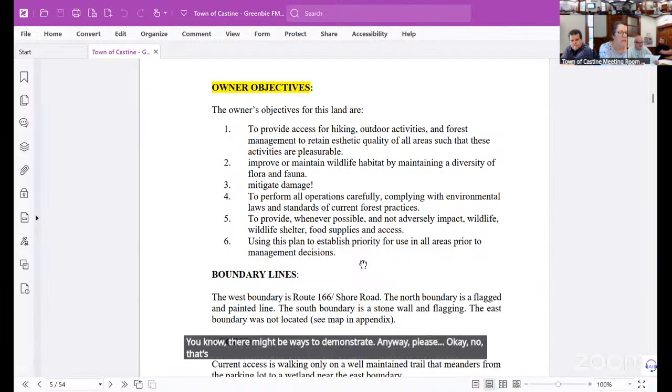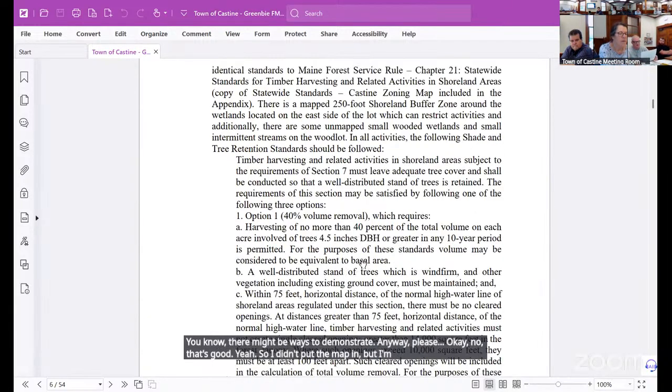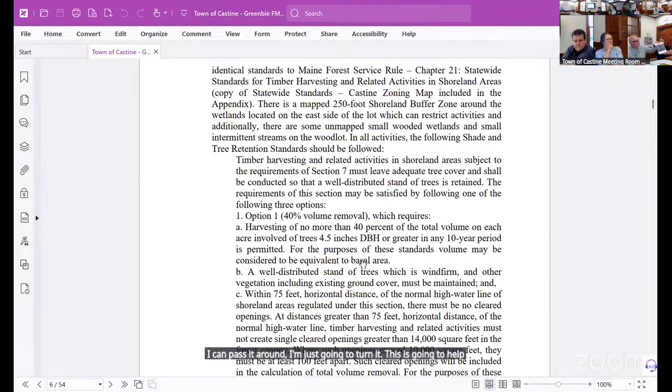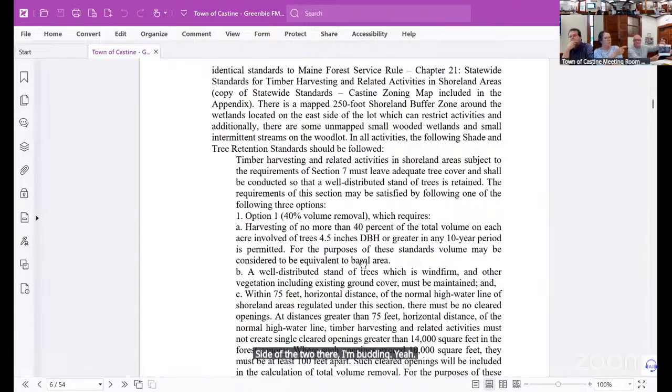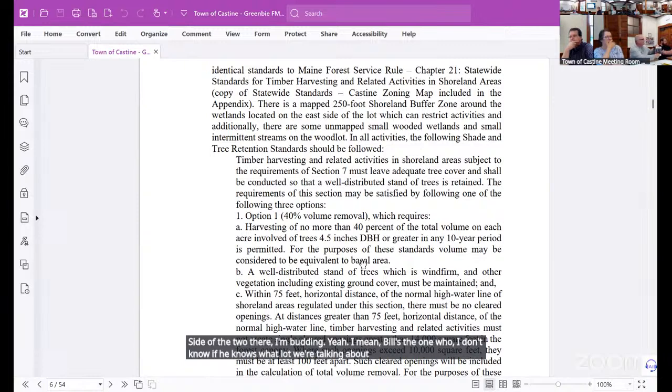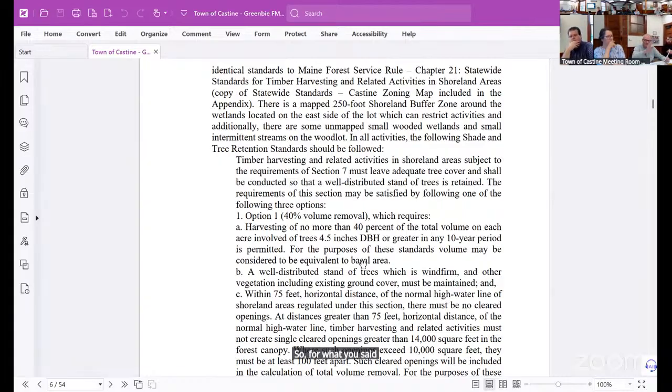So I didn't put the map in, but I'm going to turn this around, and I can pass it around. Everybody's been out there, right, so we're talking about the north side of the two there. I don't know if Bill knows what lot we're talking about. The reason, and I think you'll understand what I'm saying, is, for what you said and what we talked about before we get onto the numbers.